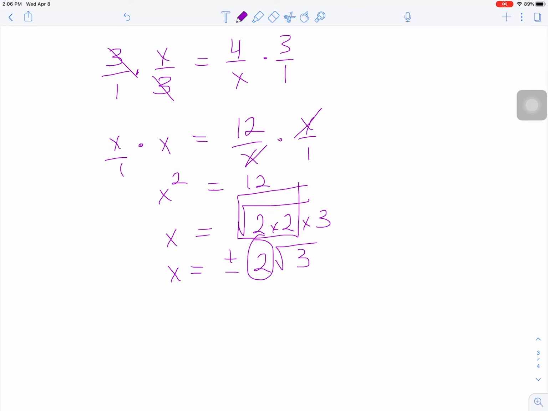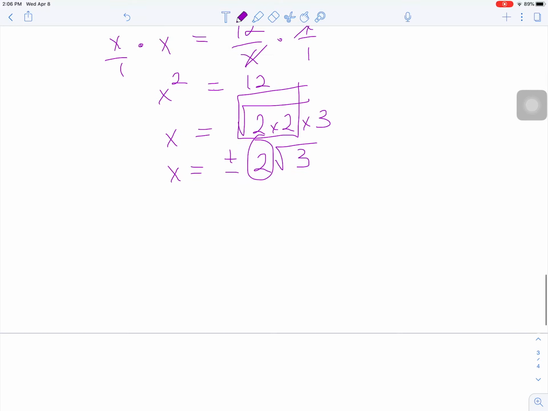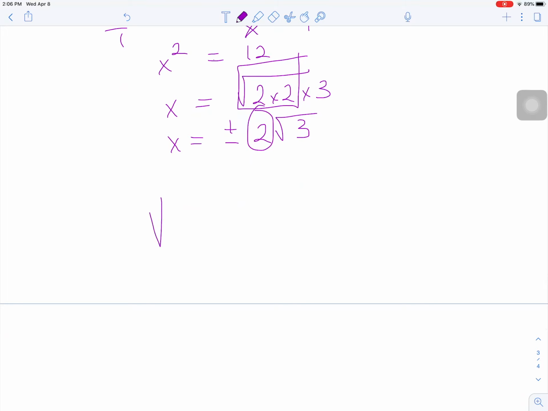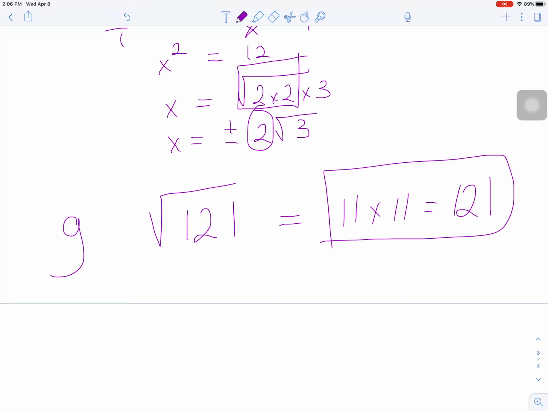Okay, Yol arranges 121 tiles into one larger square. How many tiles are along each edge of the square? Well, basically what you're doing with this one for G is looking at what's the square root of 121, and that would equal 11, because 11 times 11 equals 121. And that takes care of your practice set. Have fun today.